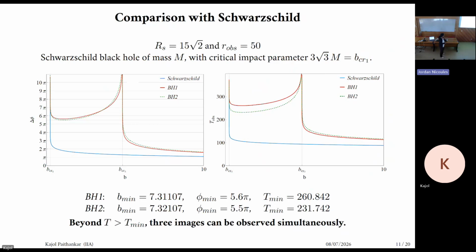Same thing happens with time. When I calculate the time, it increases close to the peak because the photon is making more and more loops exactly close to the critical value. And in between, there is a minimum of time.